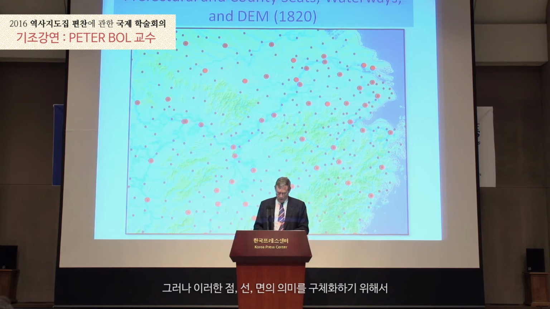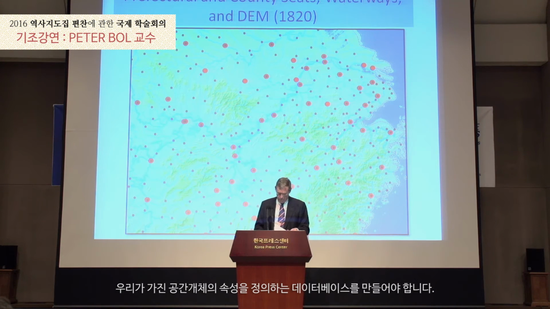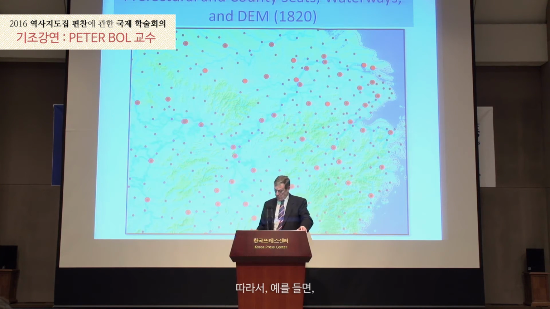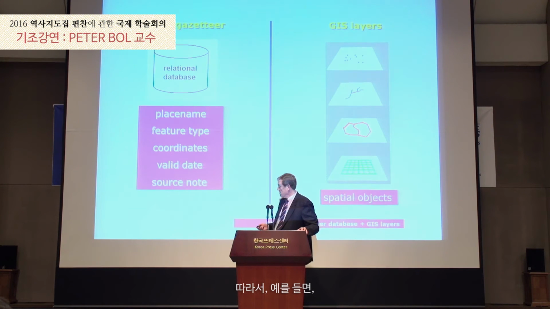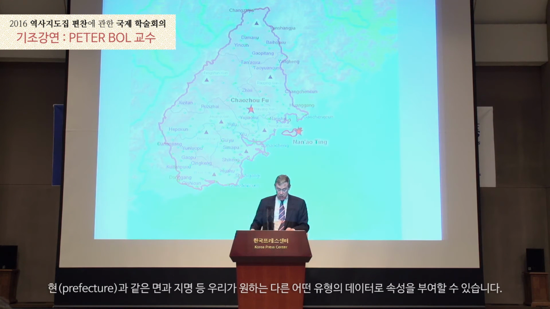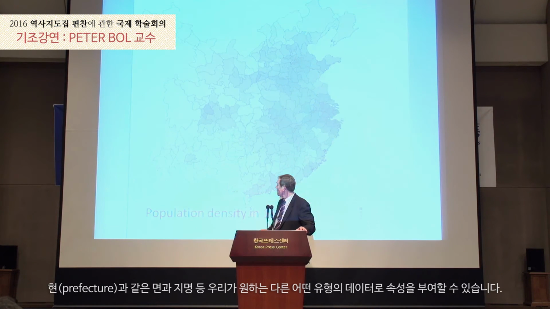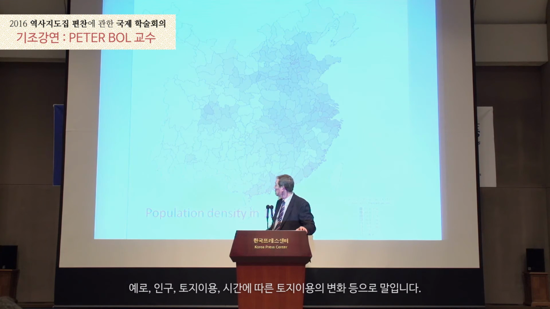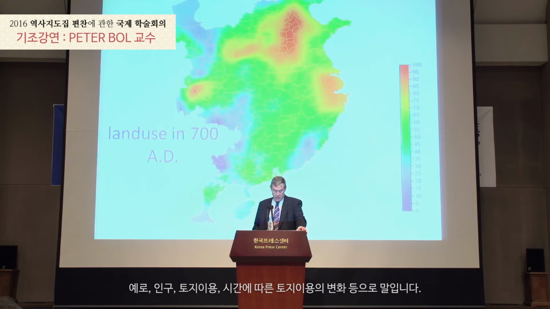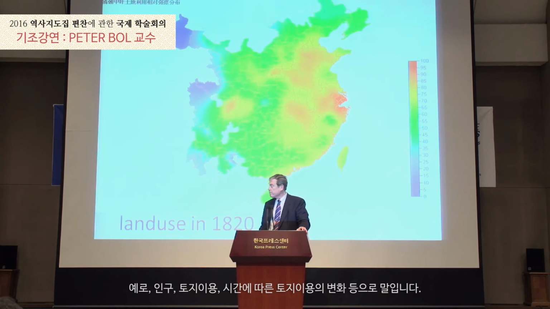We have terrain, we have lines, points, and polygons, but to specify what these mean, we have to create a database that defines the attributes of our spatial objects. Thus, for example, the polygons can be prefectures with their names, and the other kinds of data we want to attribute to them, such as population or land use and changes in land use over time.